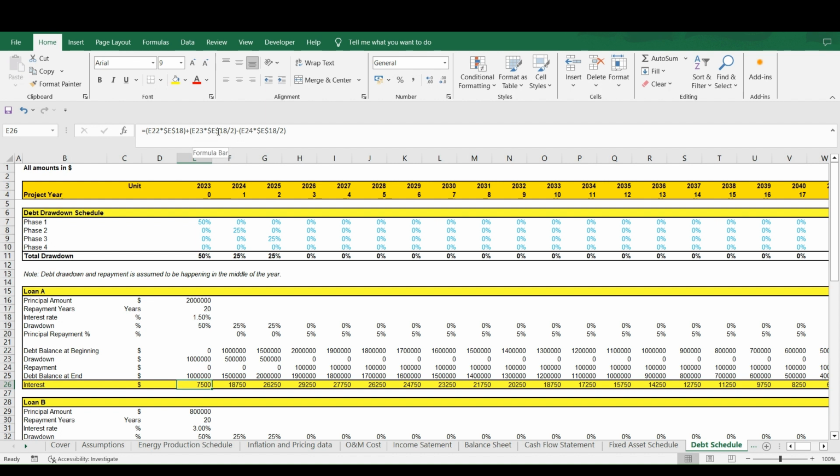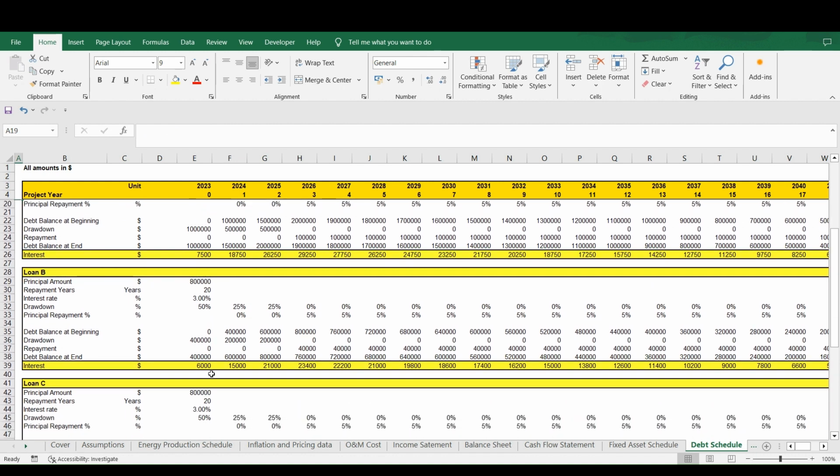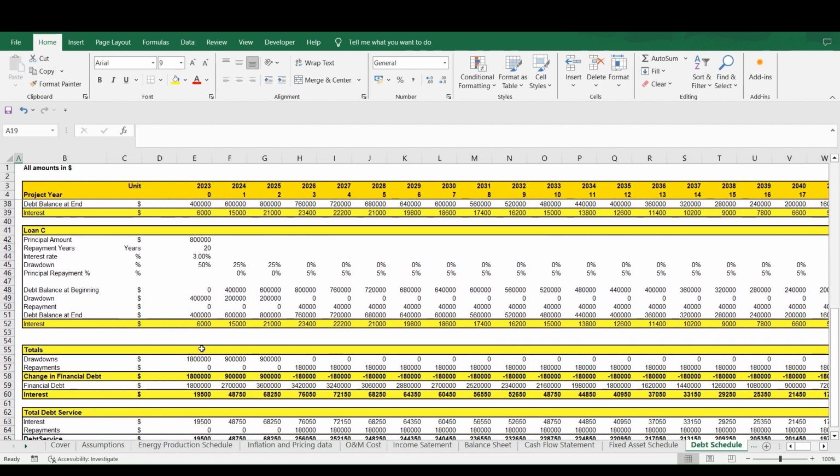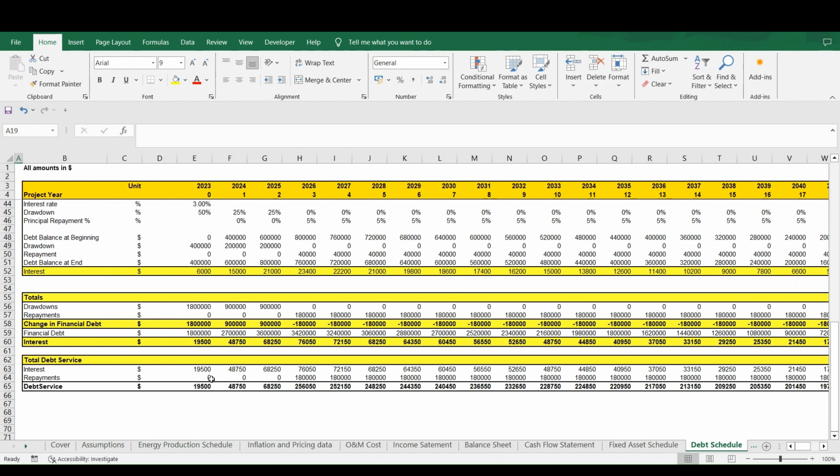Then this is how we calculate the interest rate. See, we have calculated the interest payment for the drawdown and repayment in the middle of the year. So this is how we calculate the interest for loan A. In a similar fashion, we calculate the interest for loan B and loan C. So next we have the total drawdown of the debt that has happened in the year, then the repayment that has happened. Then this is the change in financial debt. We have the financial debt for the year, and the interest being paid is just the sum of interest on loans A, B, and C. Then you have the interest payments and the repayments. This is the debt service.